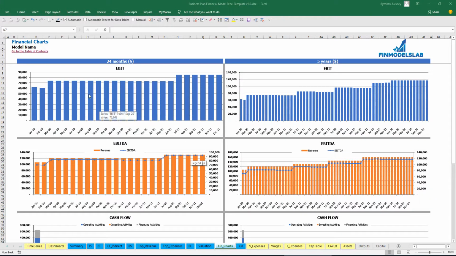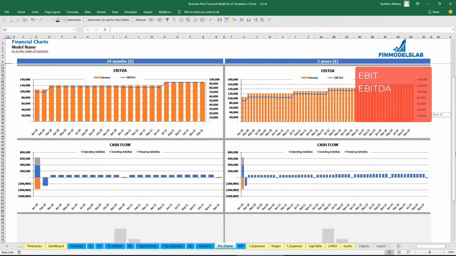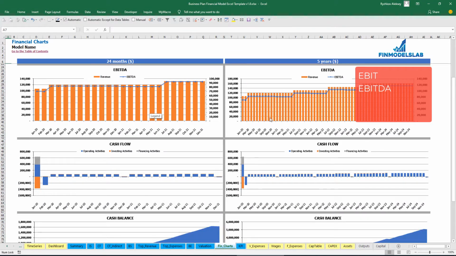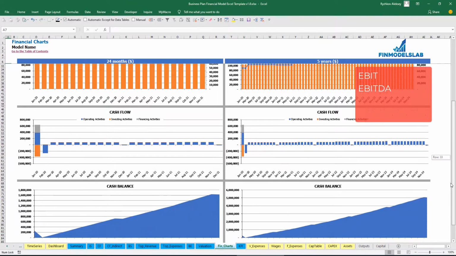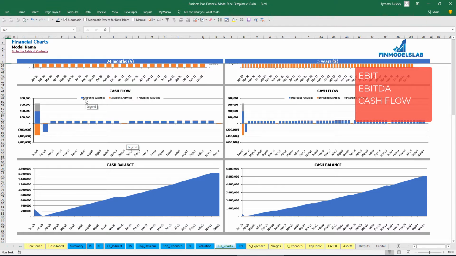On the Financial Charts tab, you may see 2 sets of charts, which is 24 months by month and 5 years by month. On the first set of charts, you may see the EBIT amount. On the next set of charts, you may see the EBITDA and the revenue by months for 2 years and 5 years. The next set of charts will show you the cash flow, which is broken down by operating activities, investing activities and financing activities. And on the last set of charts, you can see the cash balance, also broken down by months for 2 years and for the 5 years.